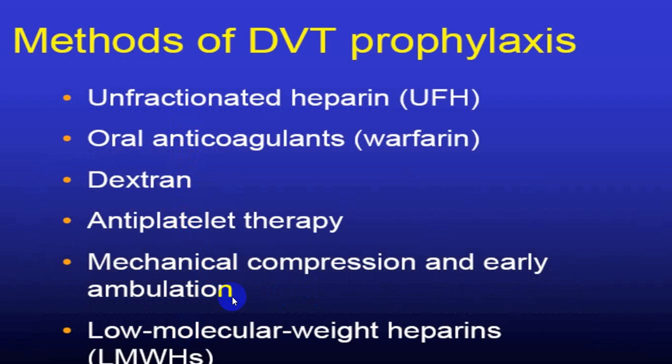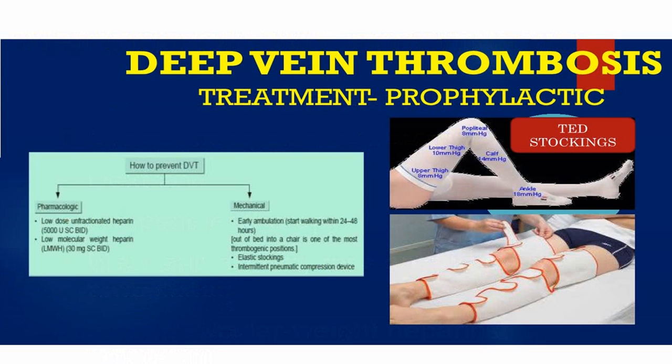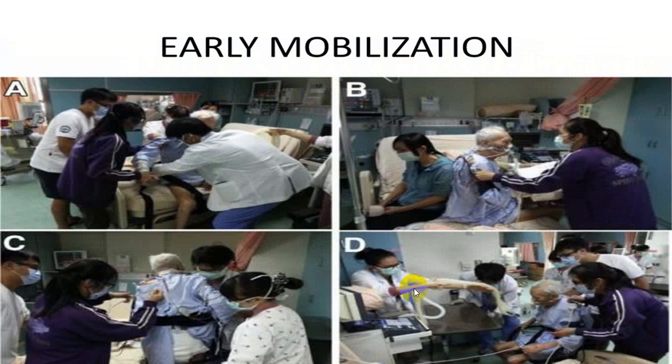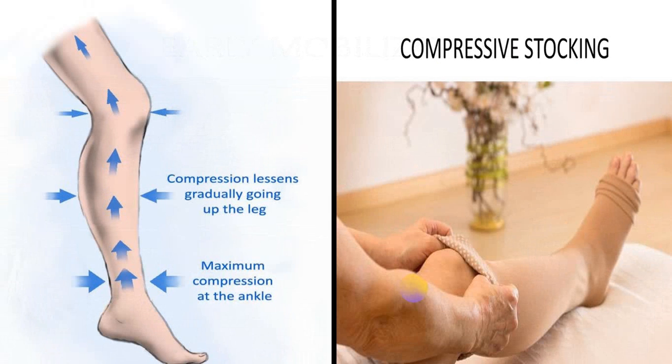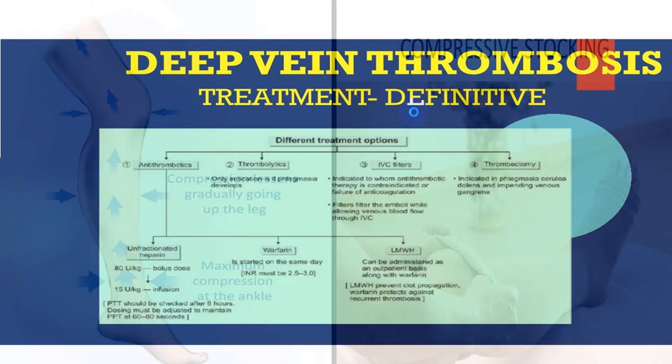Mechanical compression, early ambulation is helpful, and low molecular weight heparin or unfractionated heparin can be utilized as prophylaxis and during treatment. These are different types of stockings which are available. You can utilize those with or without anticoagulation. Early mobilization is very, very helpful to prevent this. These are compressive stockings which you can utilize, which will be very, very helpful.